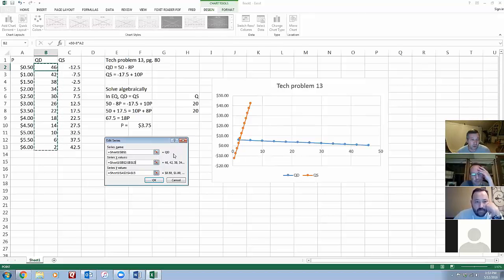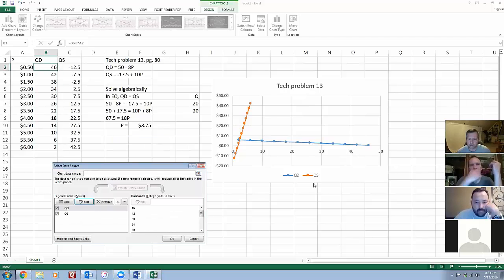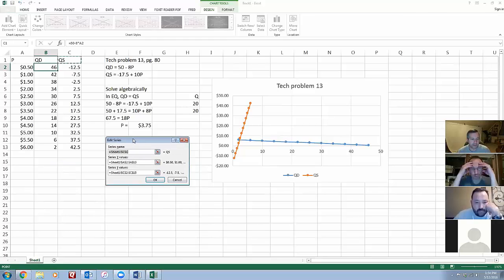I can see a little preview here. My series name is QD. My X values now, it's showing me 46, 42. So that's what's going to be on my horizontal axis. Those are the values that are going to show up on the horizontal axis. And my Y values are my prices. So I'm going to hit OK. And the chart doesn't look very good right now because the demand line's sloping down. It still looks a little weird because I haven't changed the quantity supplied information yet.